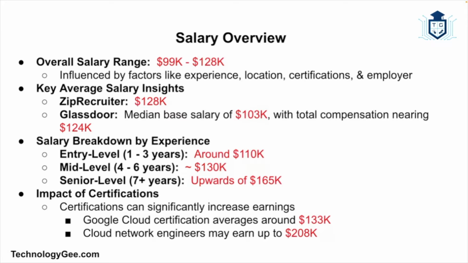Now, when it comes to experience levels, if you're entry level, which is about 1 to 3 years, you can make approximately $110,000 per year. Mid-level, you're starting off at around $130,000, and senior level, you can make as high as $165,000 or more. Now, when it comes to certifications, getting certifications like Google Cloud or AWS can significantly boost your earnings. For instance, professionals who have a Google Cloud certification average about $133,000, while cloud network engineers can earn up to $208,000.